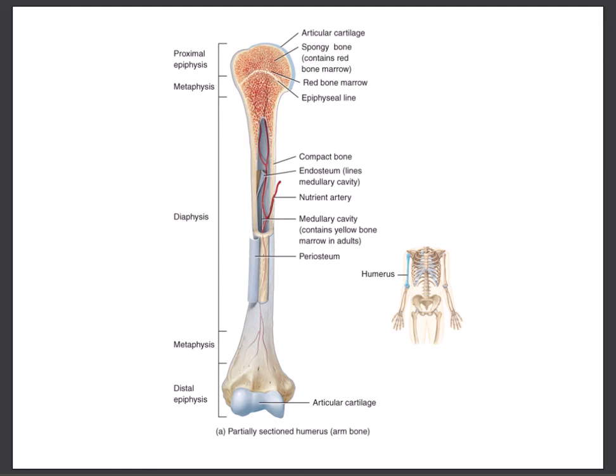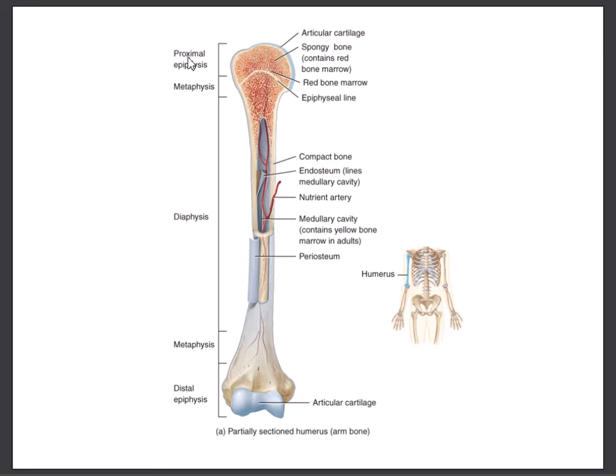So that was a picture from Martini. This is a picture from the Tortora textbook. So again, they have the same exact thing. You can see here the diaphysis. They show you the compact bone, right? They're showing you the medullary canal. It has some blood vessels inside there. At the ends, they show the epiphyses, right? So this is the epiphyses right here.